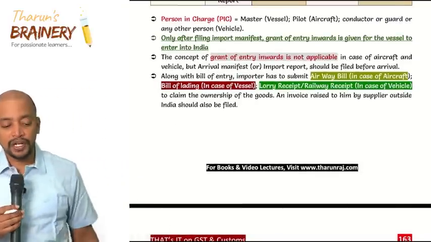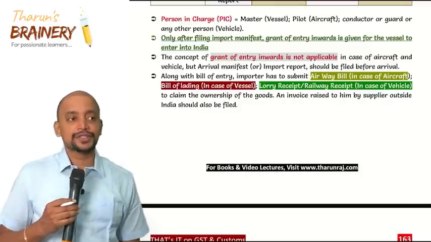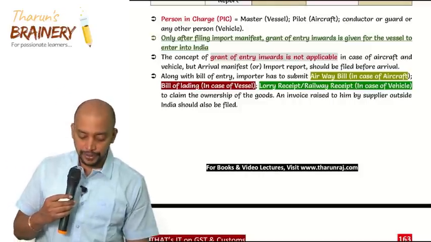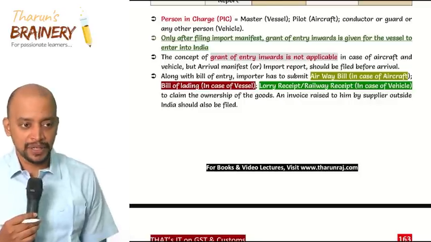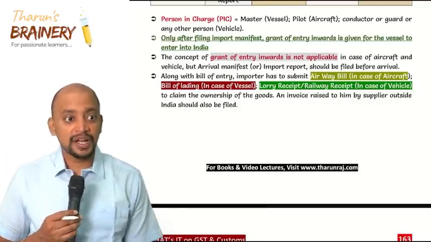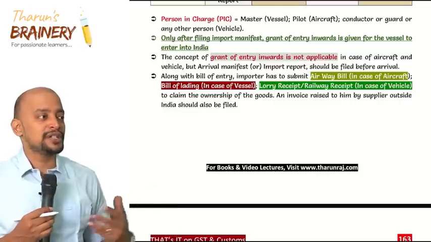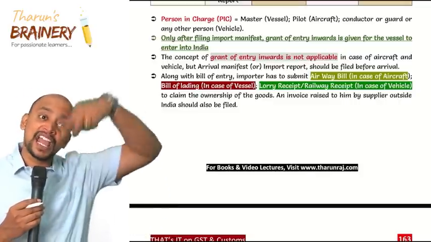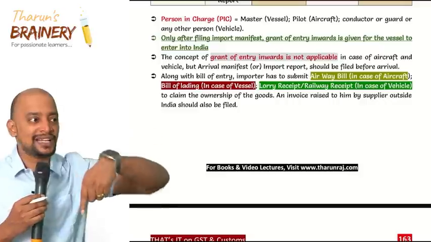Now, along with the bill of entry, the importer has to submit the document of title to the goods. What is the document of title to the goods? In case of aircraft, airway bill, and in case of vessel, bill of lading, lorry receipt, railway receipt. These are the documents of title. Who will be giving these documents of title to him? The exporter. The exporter will be sending this document.